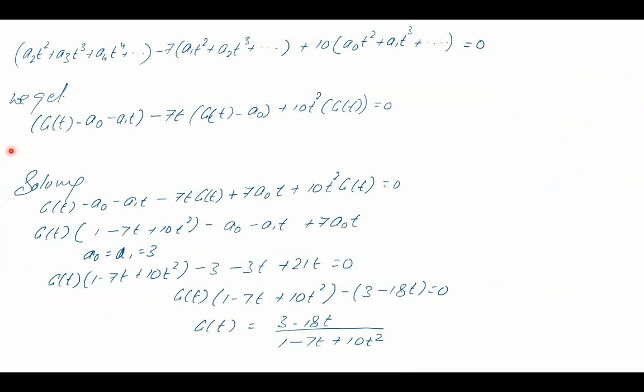So simplifying it, if I open it up, I get g(t) - a0 - a1t - 7t g(t) + 7a0t and so on. If I collect all the terms with g(t), I get g(t)(1 - 7t + 10t²) - a0 - a1t + 7a0t. Putting in the initial values, a0 and a1 both equal to 3, I get this expression: g(t)(1 - 7t + 10t²) - 3 - 18t = 0. So g(t) is equal to (3 - 18t) divided by (1 - 7t + 10t²).